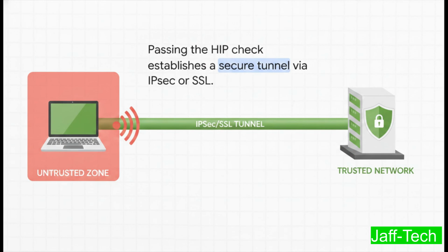But if your device is clean, updated, and you pass that strict HIP check, boom! A secure IPsec or SSL tunnel is successfully established right then and there. It's an unbreakable encrypted pipeline. You've just instantly navigated from some untrusted public Wi-Fi straight into a highly secure connection with your corporate headquarters.